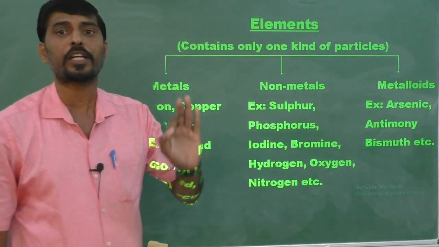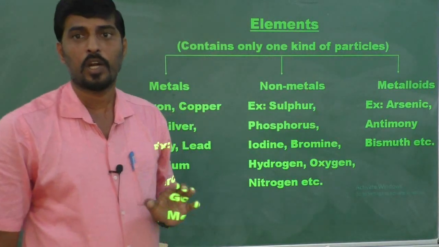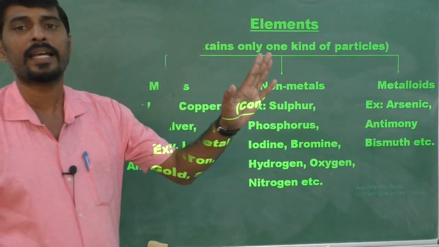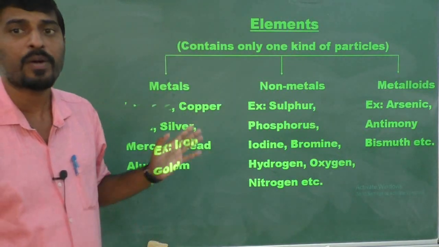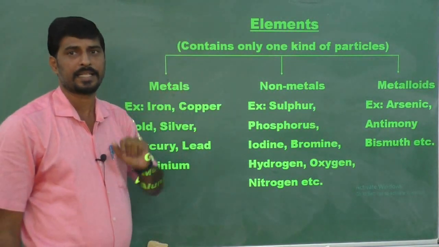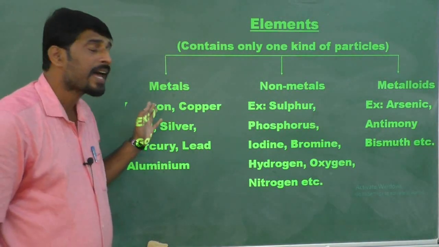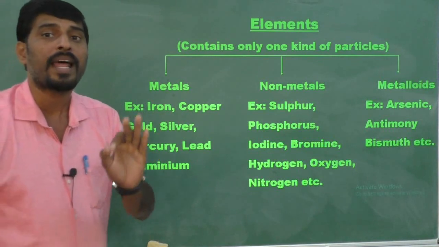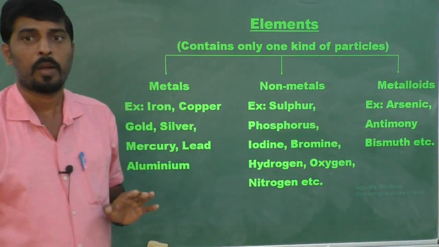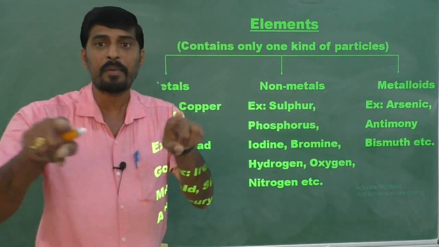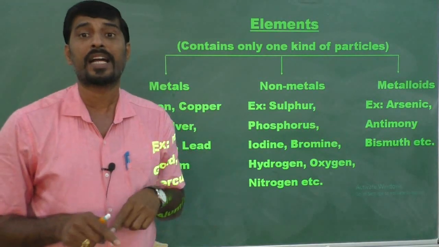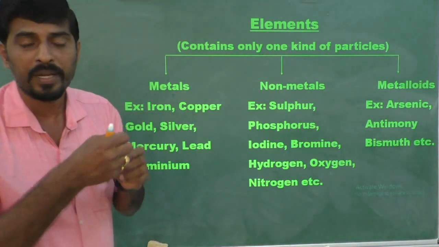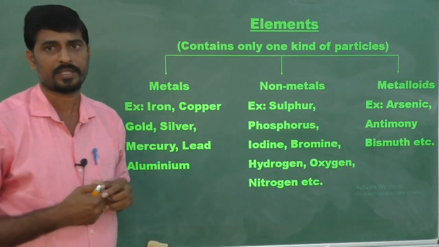Metals are good conductors of heat and electricity due to the presence of mobile electrons. Metals also have very important properties: malleability and ductility. Malleable means the metals can be converted into thin sheets. Ductile means the metals can be drawn into thin wires.